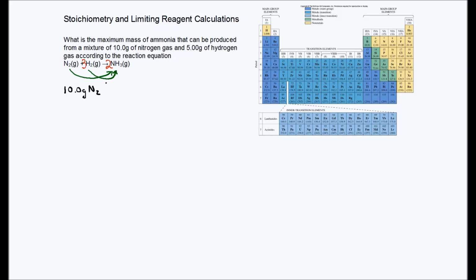And I do exactly what I did before. Convert to moles. 1 mole of N2 weighs 28.02 grams. That's the molar mass of N2. And now from the balanced reaction, I can convert from moles of N2 into moles of NH3. The coefficient in front of NH3 is 2 from the balanced reaction. The coefficient in front of the N2 is 1 from the balanced reaction.